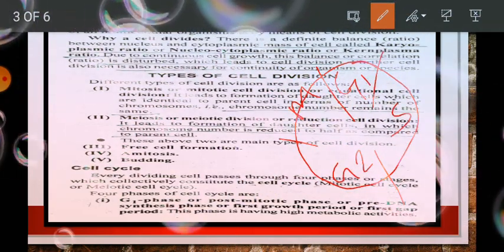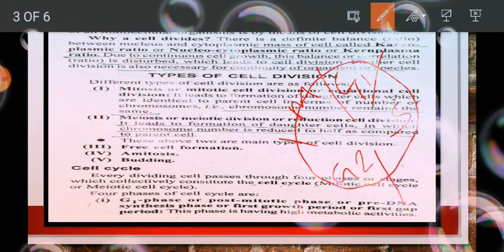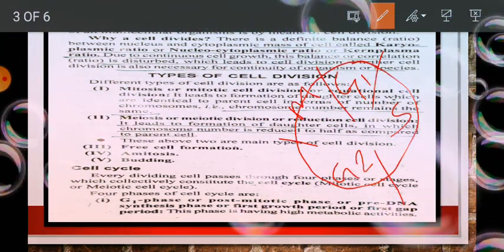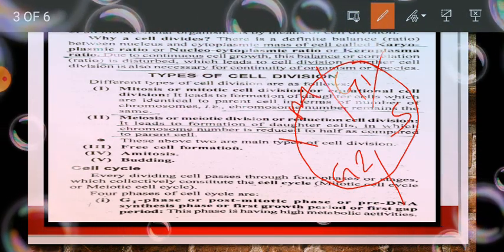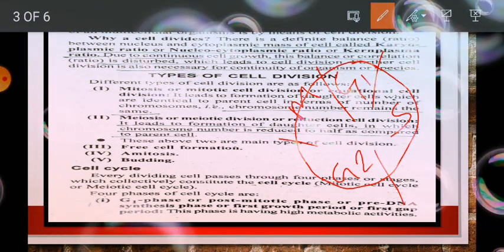Every single cell, whenever it divides, undergoes these 4 phases. These 4 stages collectively constitute the cell cycle. It may be either a mitotic cell cycle or a meiotic cell cycle. But there are 4 different phases, like the G1 phase.